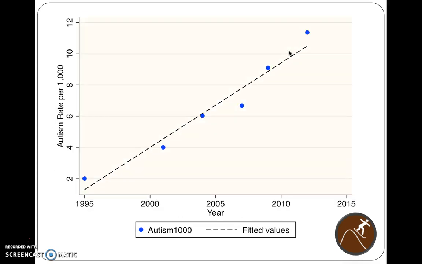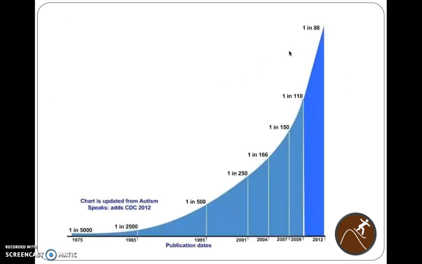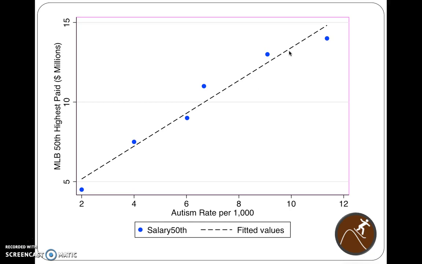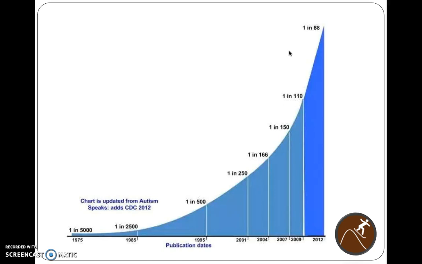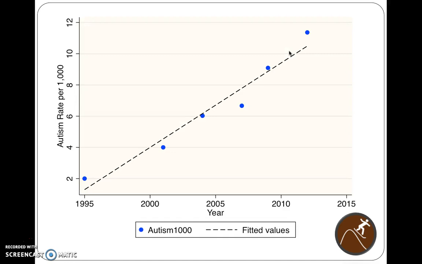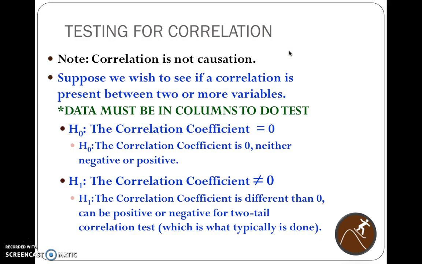All right. You can see that the autism rate per 1,000 is correlated with year. This actually looks more like a linear trend than exponential, but they put exponential on here. Maybe they've manipulated the data a little bit, but definitely a linear trend. The autism rates are going up. So there's a correlation between year and autism, just as there's a correlation between Major League Baseball player salaries and autism. So again, correlation is not causation.